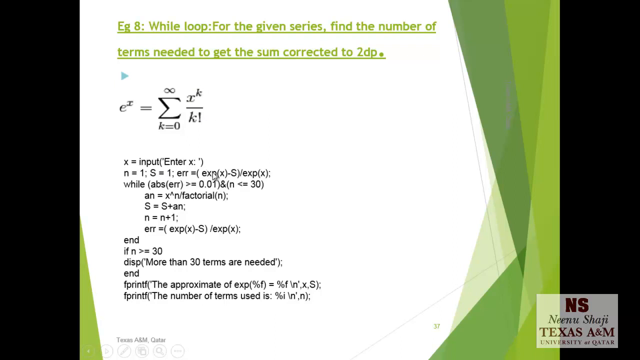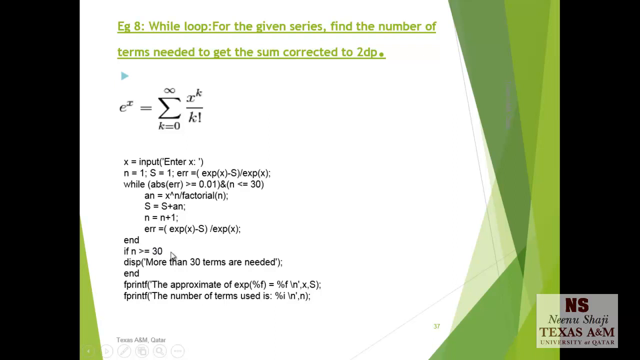Error is exp of x minus s over exp of x. Now while the absolute value of error is greater than or equal to 0.01 and the number of terms n is less than or equal to 30, you calculate the term an, which is x to the n over factorial of n, and s will be s plus an, and after that increment n, so n will become n plus 1. Calculate the error using the formula and then end.